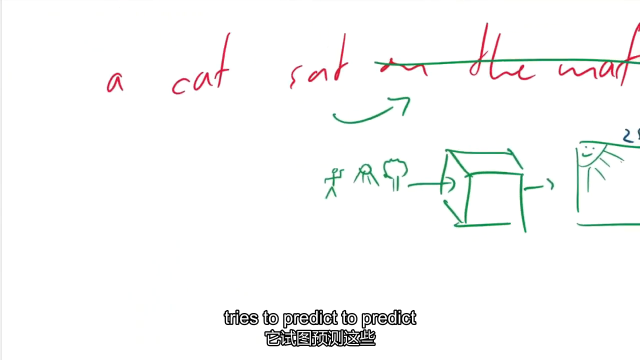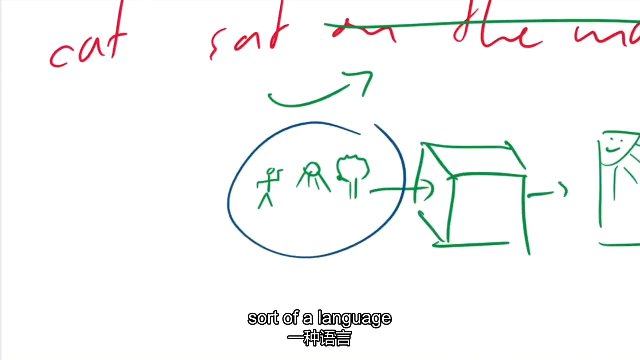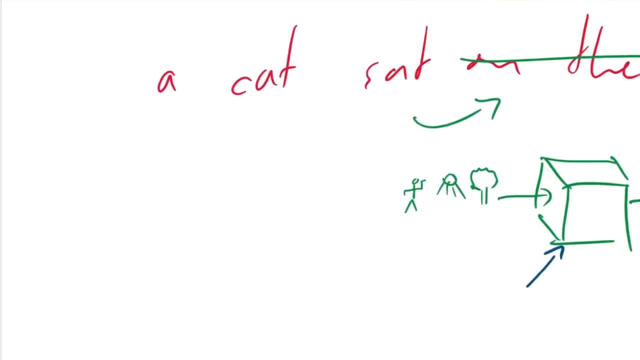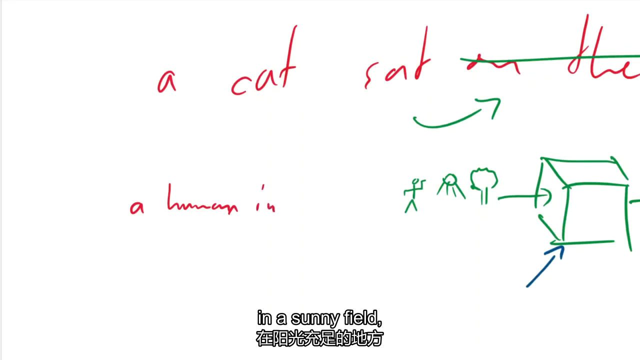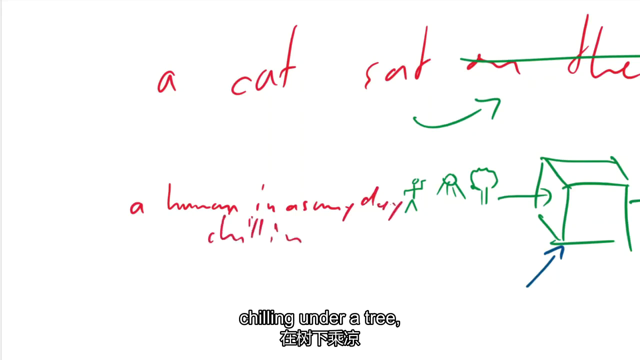It tries to predict these hieroglyphs right here. It tries to predict a language that this box can understand and produce a picture from. So its task is going to be, given some sort of text prefix, a human in a sunny field, on a sunny day, chilling under a tree.